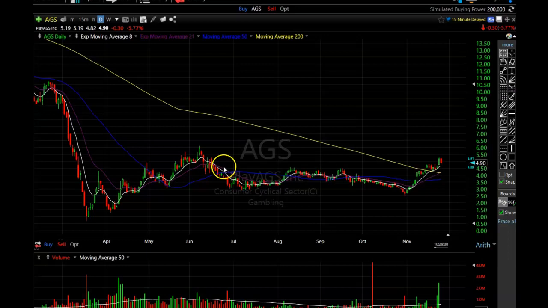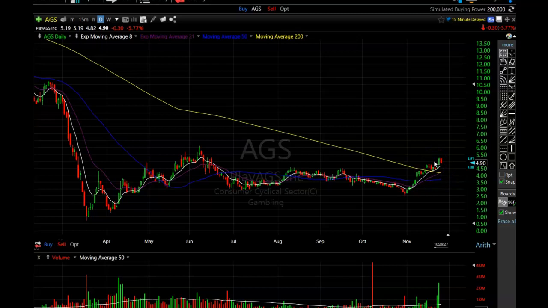Okay, now we're over at my trading software, my TC2000 trading software, and this is the current daily chart of PLAYAGS Incorporated, ticker symbol AGS. And as you can see, it is making a very nice rounding bottom. It has popped above all these moving averages, the 200-day simple moving average, the yellow line, it's above that, it's above the 50-period simple moving average, this blue line, and above all the other ones as well. And that is a very, very bullish sign.